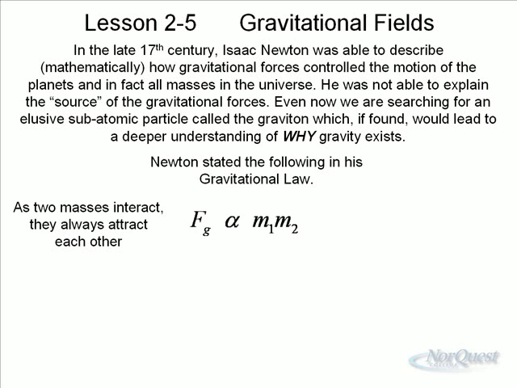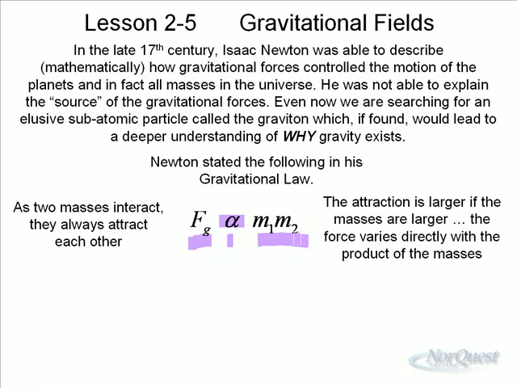Now, what this symbol means, as we talked about earlier, is that the force of gravity is proportional to the product of the two masses. So if the two masses are very big, the gravitational force between them is going to be much larger. If two masses are very small, then the gravitational force will be much smaller. And that's what he's basically saying. The attraction is larger if the masses are larger. The force varies directly with the product of the masses.